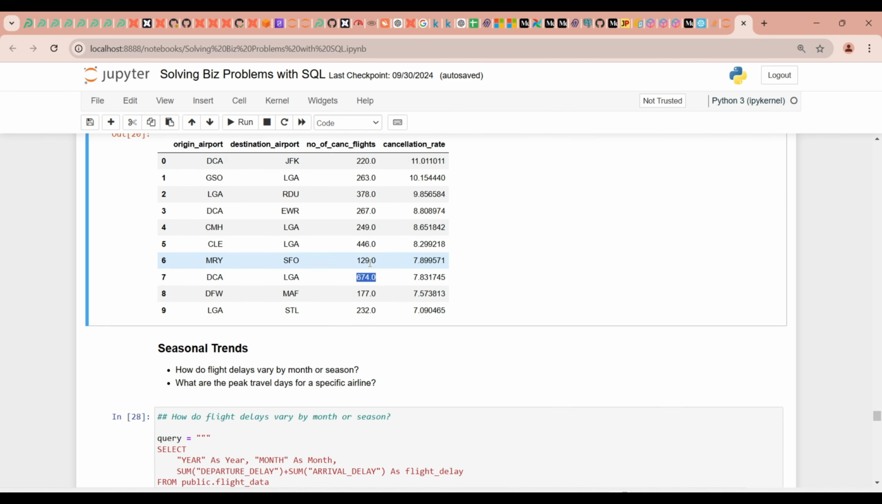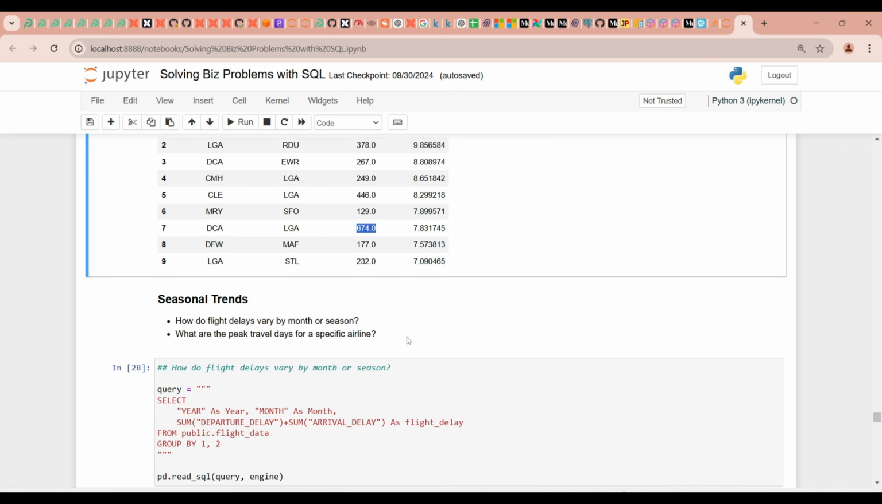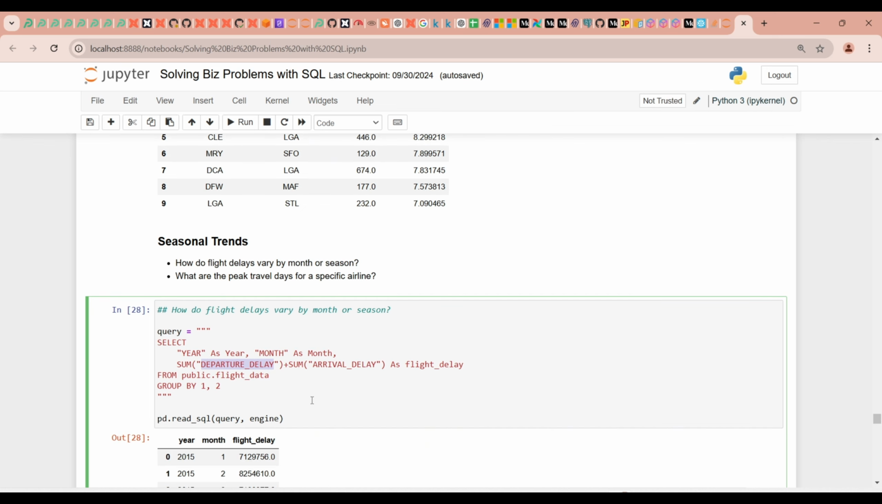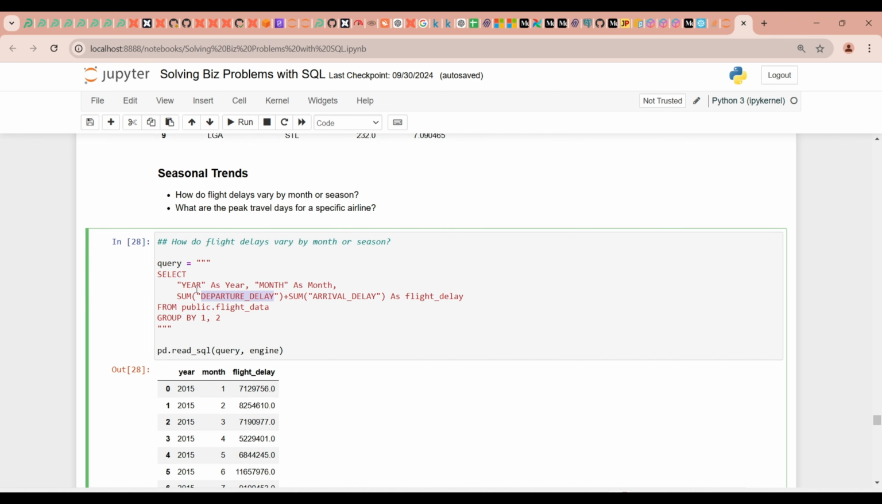All right, let's go. So the next part is seasonal trend. How do flight delays vary by month or season? What are the peak travel days for a specific airline? There are several flight delays, right? But in this case, we are considering departure and arrival delay, and aggregating by year and month.